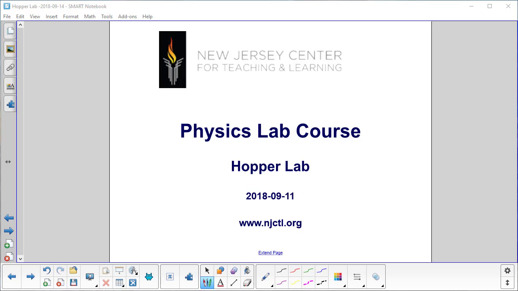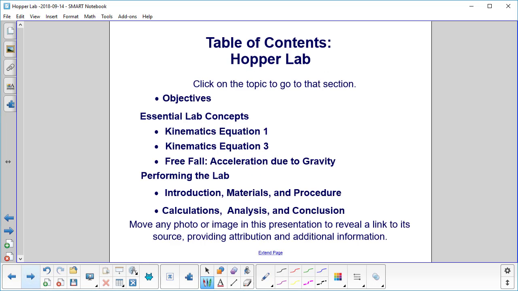Physics Lab Course, the Hopper Lab. We'll start with the objectives of this lab, and then we'll review some information that will help you do the lab. Kinematics Equations 1 and 3. We'll briefly mention 2, but we won't need it here. We'll talk about freefall. Then we'll tell you how to do the lab, and how to do the calculations, how to analyze them, and then have a conclusion.